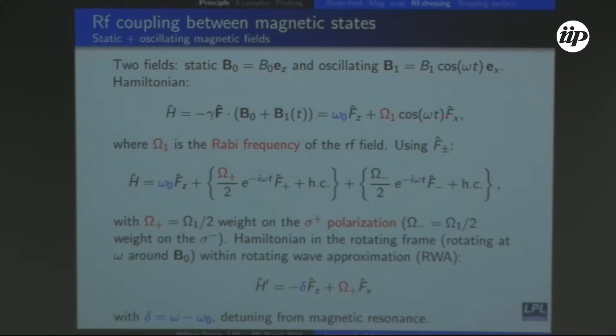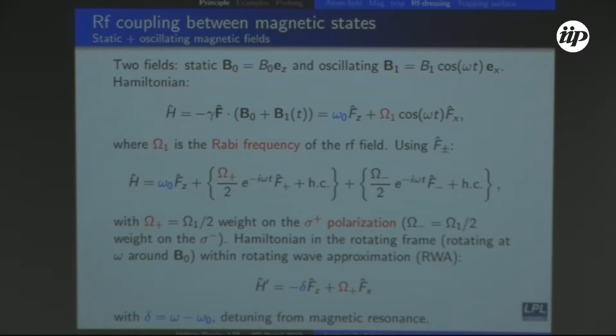If I now replace Fx by its expression in terms of F plus and minus, and the cosine in exponentials, I can write this Hamiltonian in this form with two different types of terms. This one where e to the minus i omega t comes with F plus and its Hermitian conjugate, or the one where e to the minus i omega t comes with F minus. The coupling in front of this term I will call omega plus, and this one omega minus. If I choose a linear polarization like this one, omega plus and omega minus are equal, both of them equal to omega 1 over 2, the one I've put there.